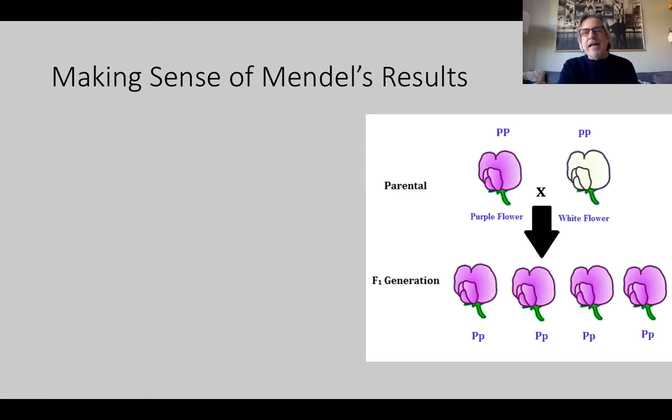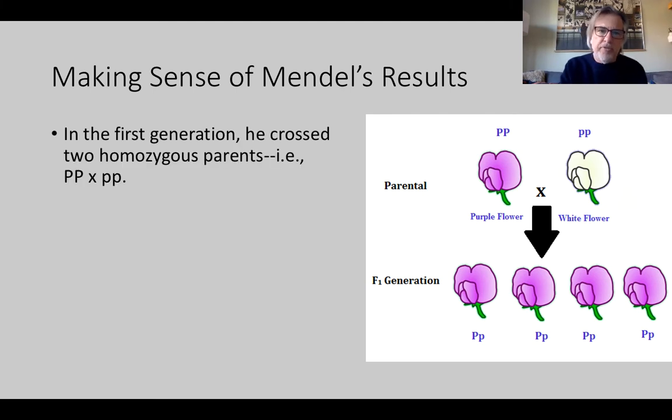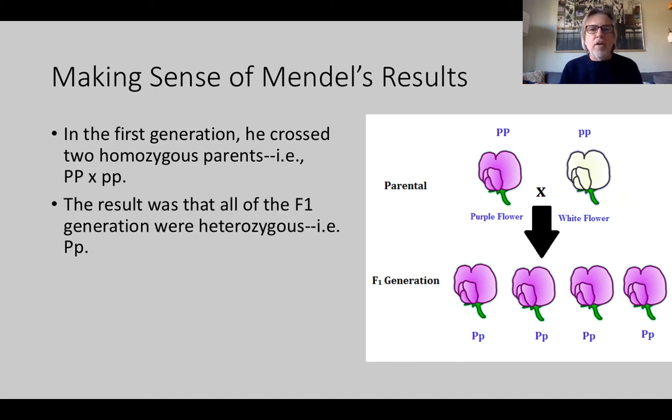So let's make sense of what happened in Mendel's results. And I'm sure you can already see this because you're already experts on solving genetics problems. But in the first generation, he crossed 2 homozygous parents. In the flower color case, big P, big P by little p, little p. And this meant that the entire F1 generation was heterozygous, big P, little p. That's pretty straightforward and simple. Now don't forget, Mendel had no idea of what a gene was, much less what an allele was at the time. So this was very interesting and surprising results.